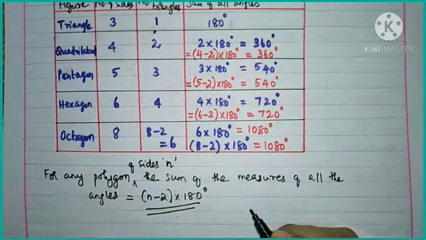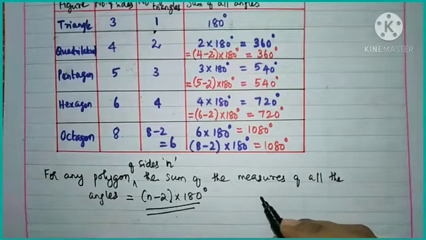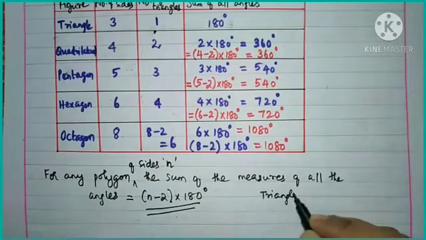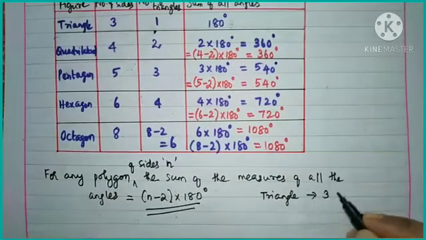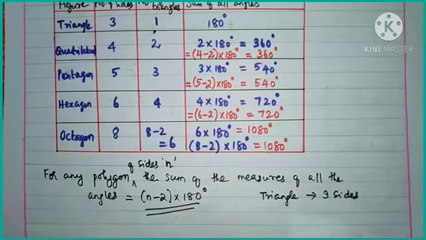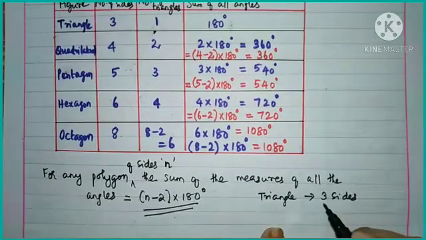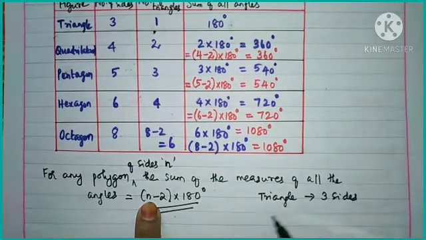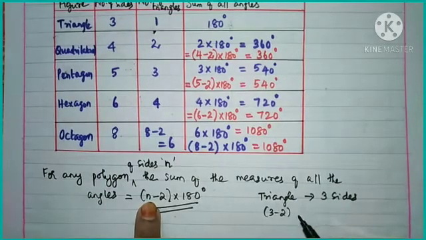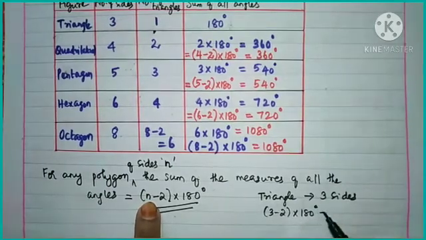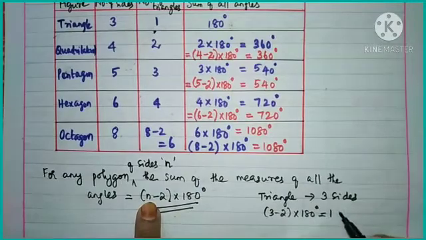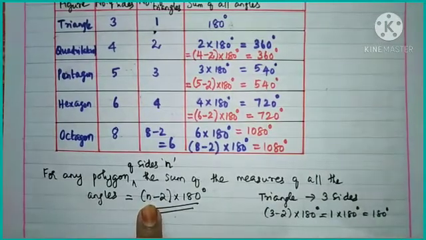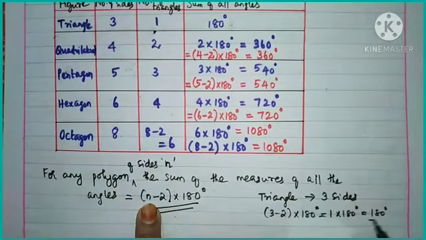If you see in a triangle, where there are three sides, so this 3 refers to the number of sides n. Okay, so if we put 3 minus 2 into 180, what is 3 minus 2? 1. So 1 into 180 degrees is 180 degrees. Correct? So we got it correct.